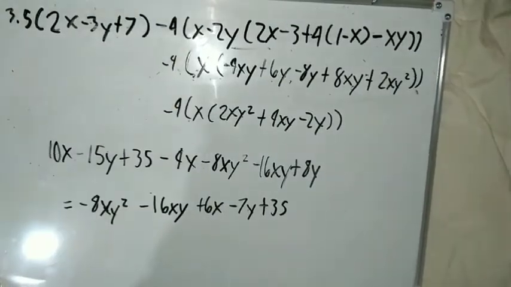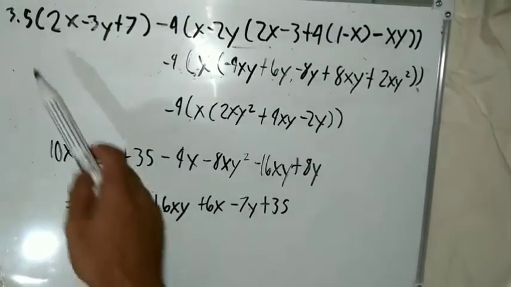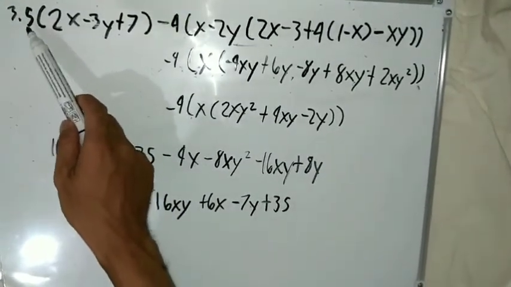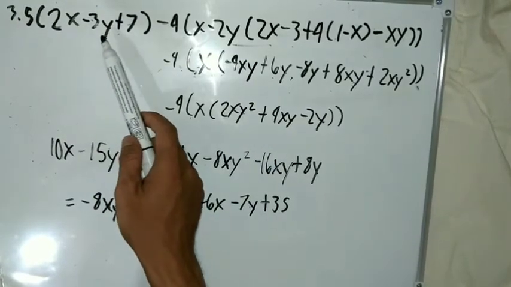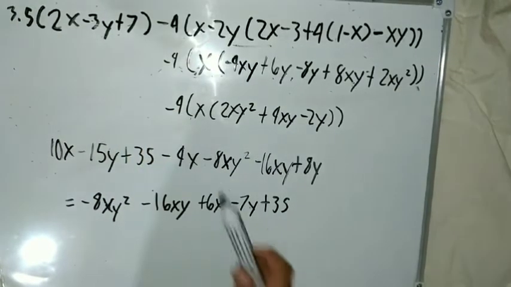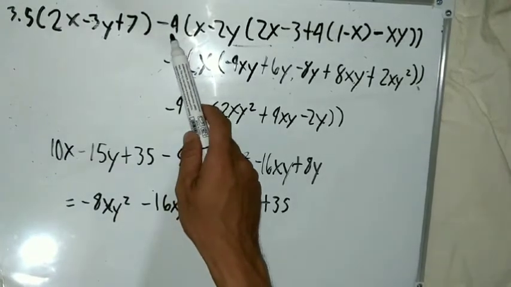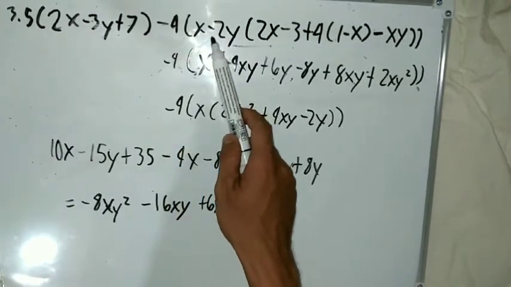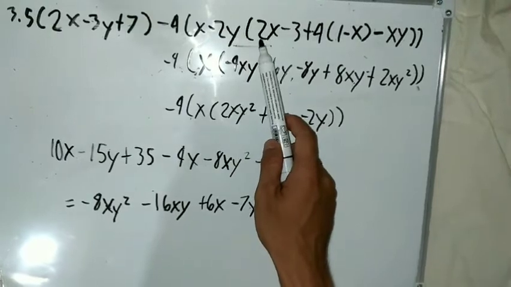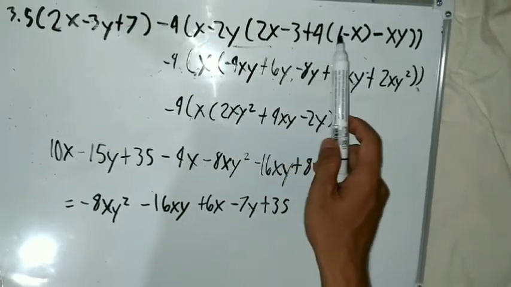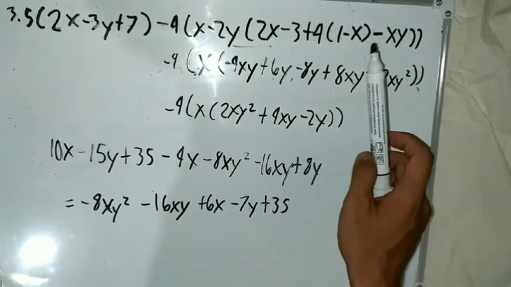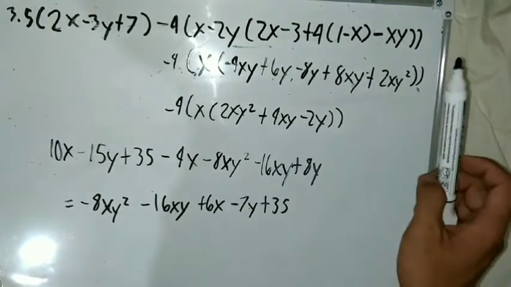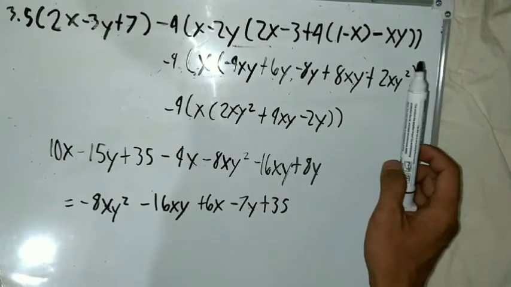So hi guys, here's the problem number 3. So the problem here is 5 multiplied to the quantity of 2x minus 3y plus 7, and negative 4 multiplied to the quantity of x minus 2y multiplied to the quantity of 2x minus 3 plus 4, and multiplied to 1 minus x, and multiplied to negative xy.